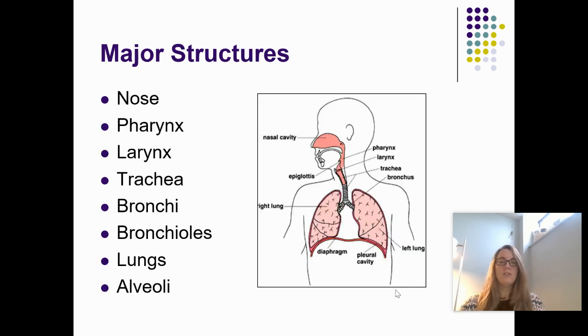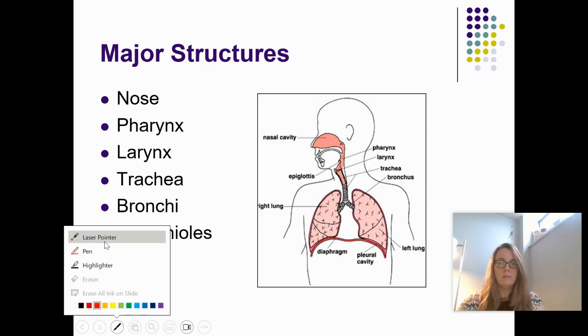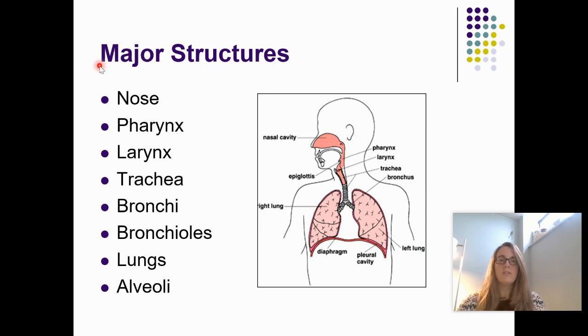So when it comes to the major structures of, get a pointer here. When it comes to the major structures of the respiratory system, we've got the nose, which is actually the preferred way to breathe, believe it or not. So mouth breathing is not just socially taboo. It is actually less beneficial.